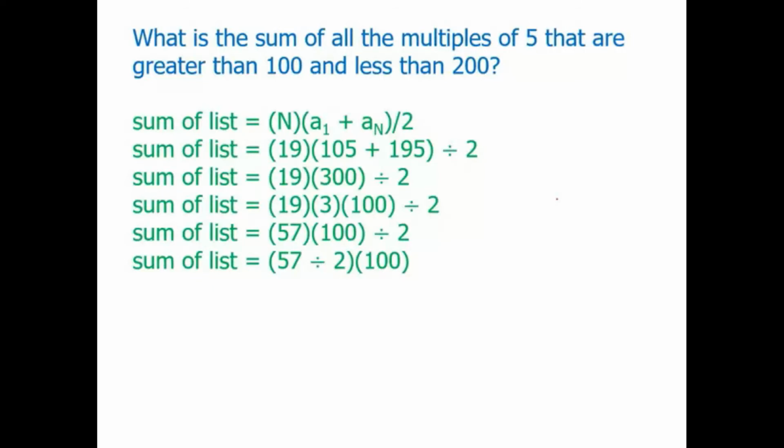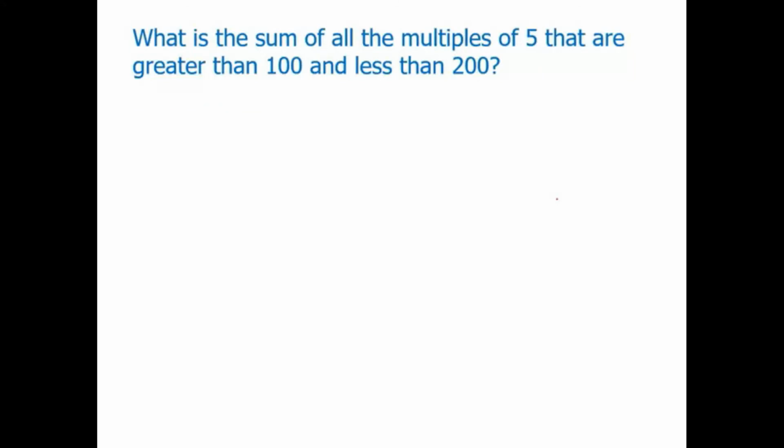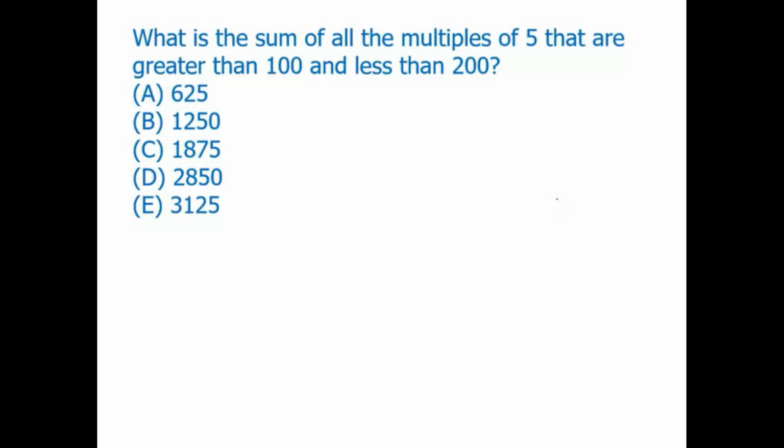Well, we know 56 divided by 2 is 28. 58 divided by 2 is 29. So 57 divided by 2 is right between them, 28.5. And 28.5 times 100 is 2,850. So that is the sum of the list. We go back to the answers and we choose answer choice D.